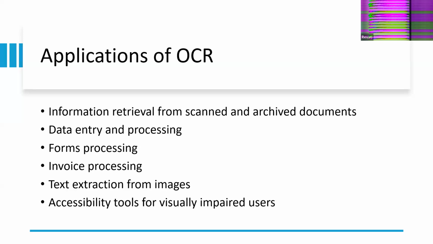The last line says accessibility tools for visually impaired users. We know features like Adobe or Microsoft Word have options where they can go through a document and read it line by line for visually impaired users. But how are they going to read when it is just an image? They definitely need the text to be extracted from the image, and that's a major use case of OCR.